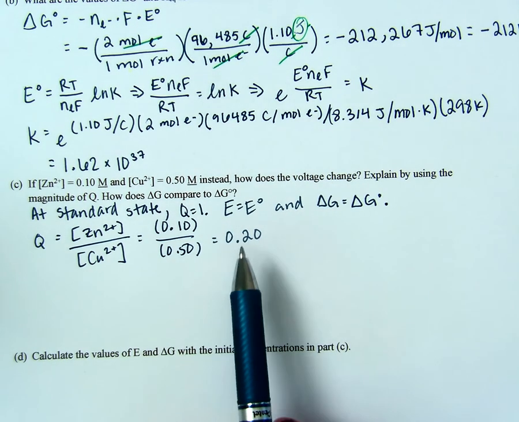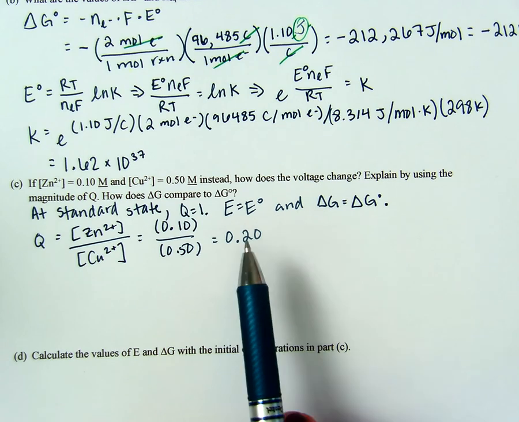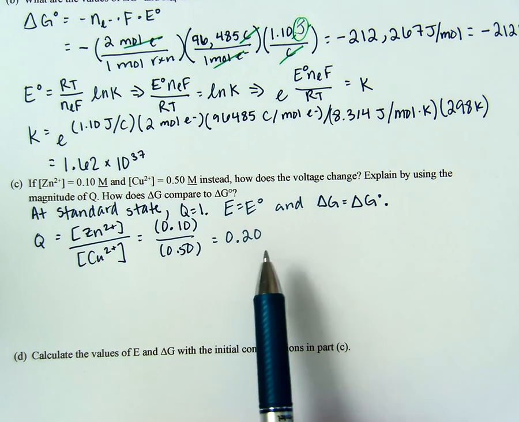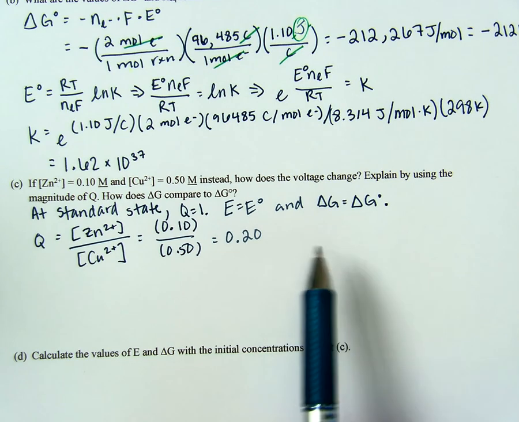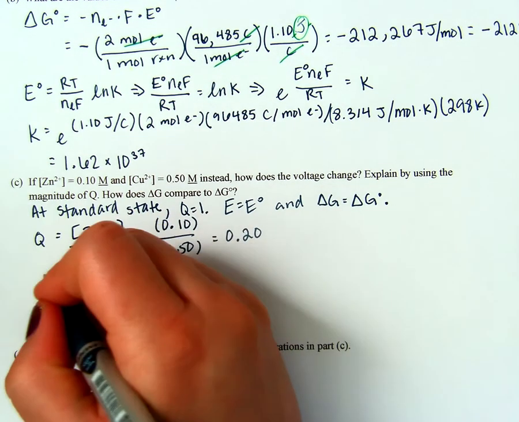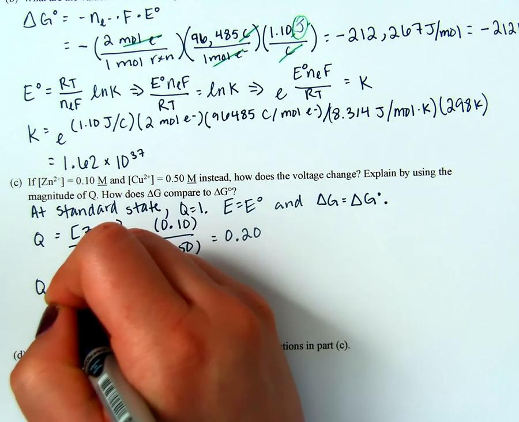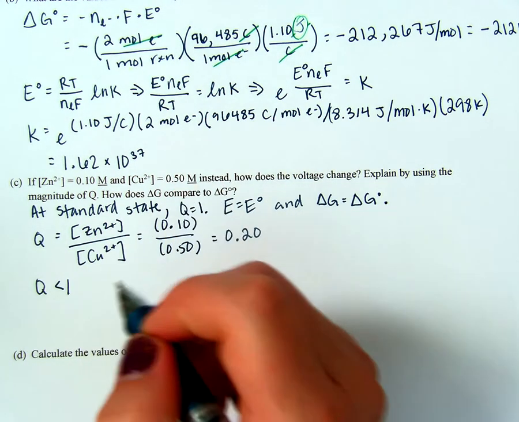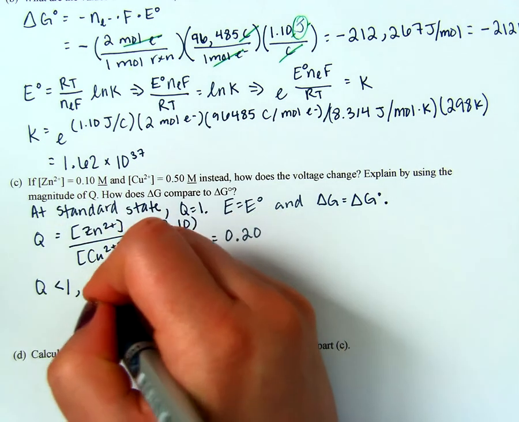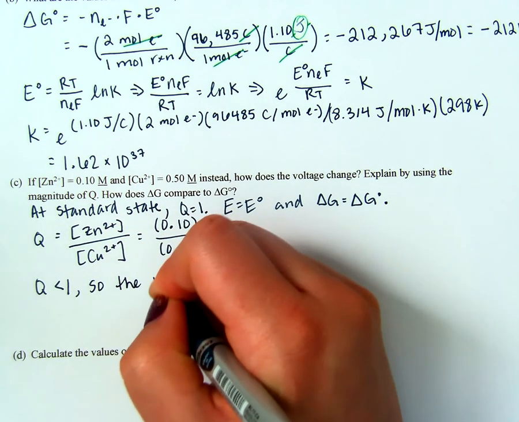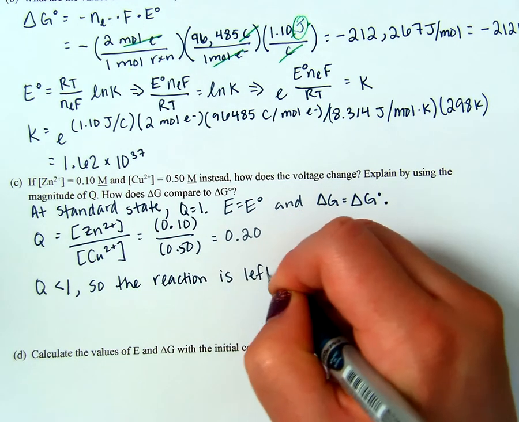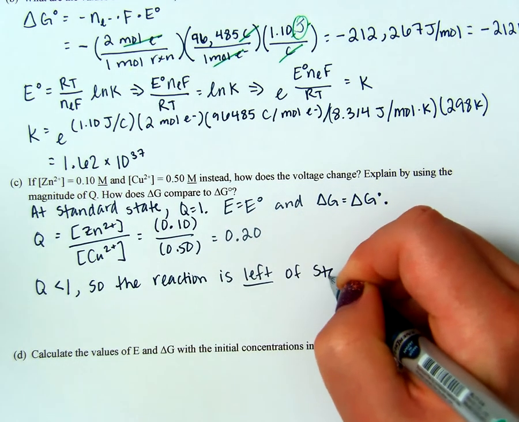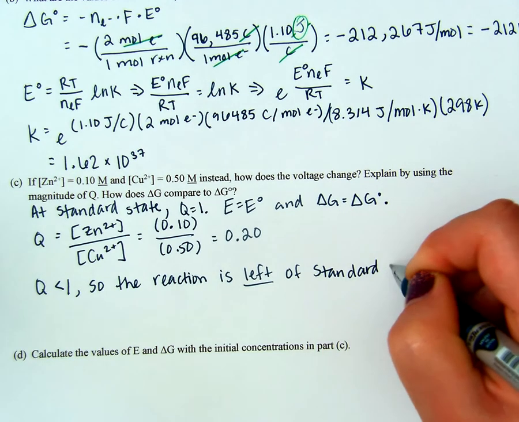Now, this Q is less than 1. So since Q is less than 1, that means the reaction right now is to the left of standard state. So it's going to proceed in the forward direction. So E is going to be greater than E naught in this case, and G is going to be greater than G naught. So our Q is less than 1. Remember, 1 is at equilibrium. If we're less than 1, we're left of standard state. So the reaction is left of standard state.